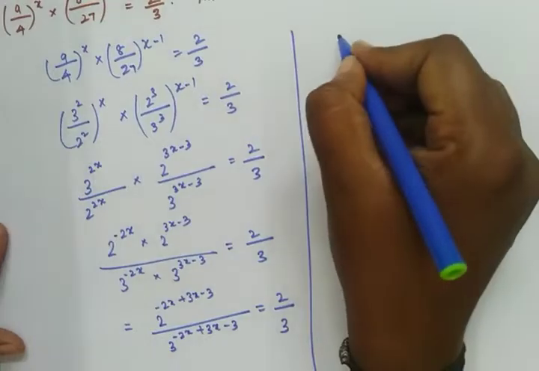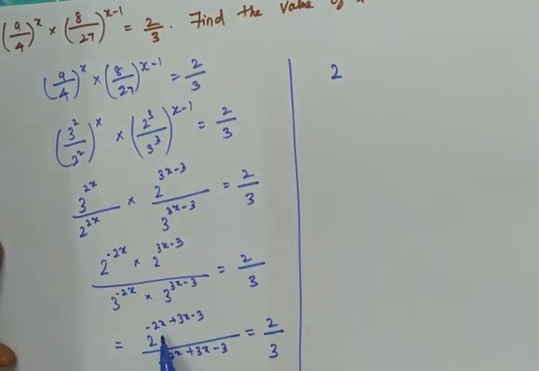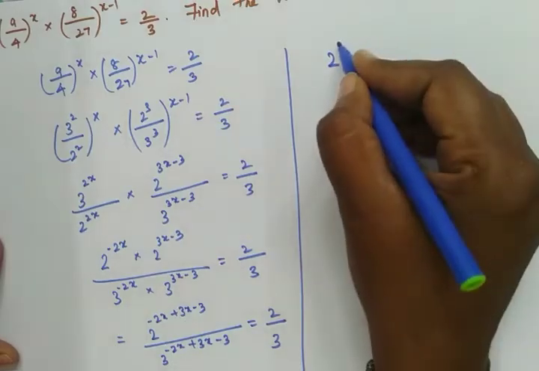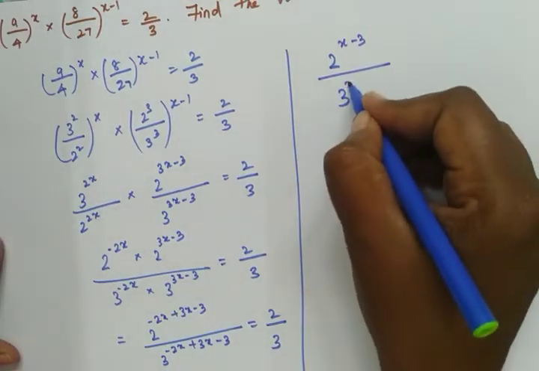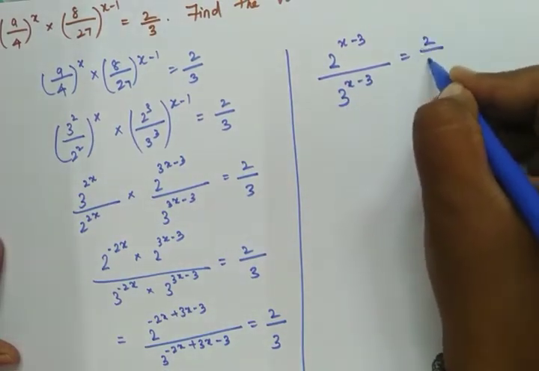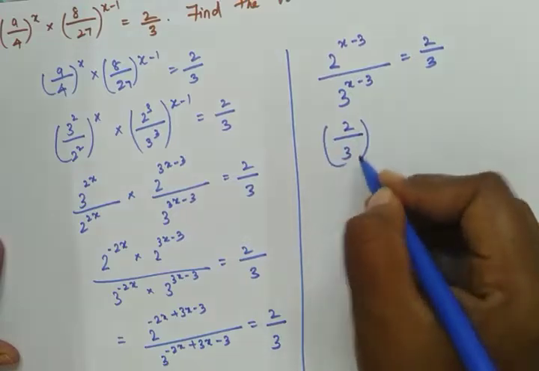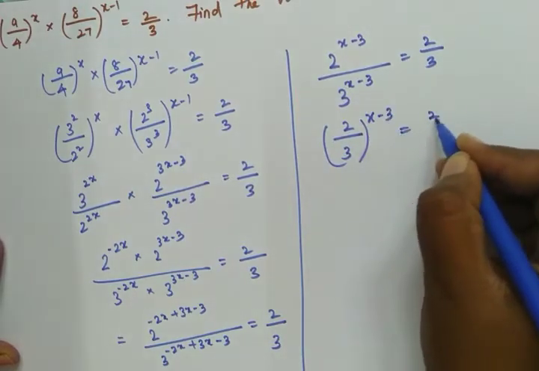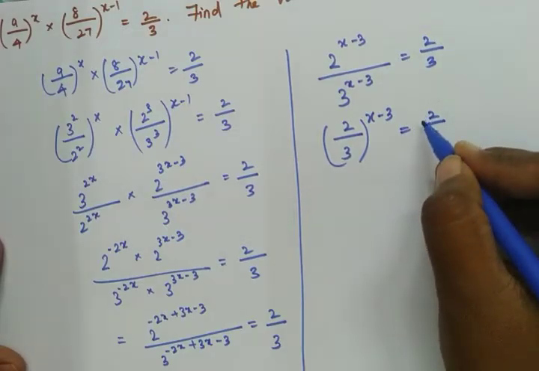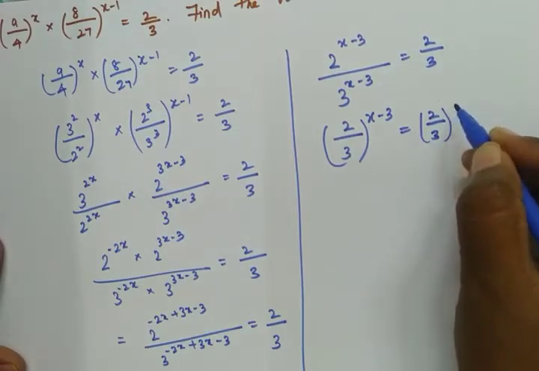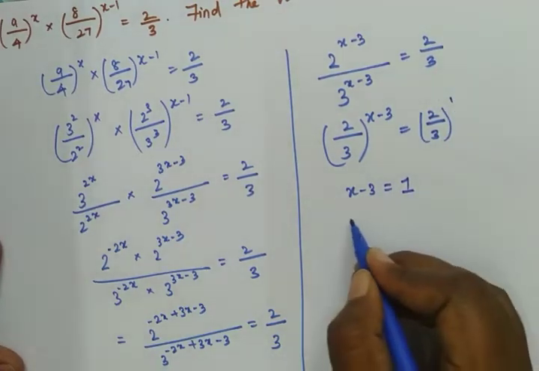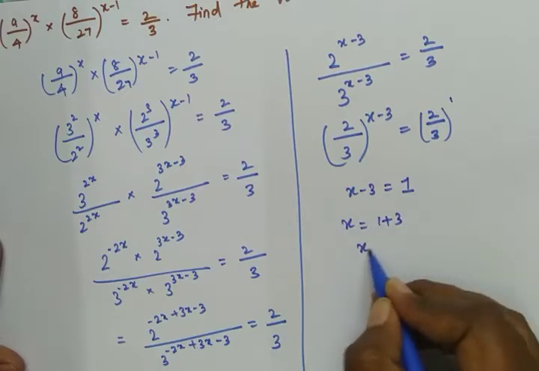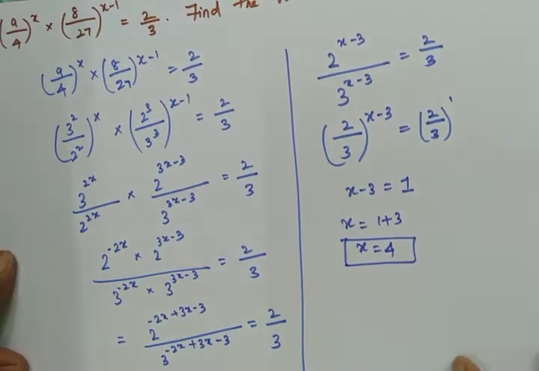So we can write this as 2 power, minus 2x plus 3x, therefore x minus 3, divided by 3 power, 3x minus 2x, so x minus 3, is equal to 2 by 3. Therefore we can write the right side as 2 power 3 power 1. Since the bases are common, the powers x minus 3 are equal, and here we don't have any value, so it is understood that we have 1. Therefore x minus 3 is equal to 1. Therefore x is equal to 1 plus 3, x is equal to 4. This is the answer for this problem. Now let us move on to the next problem.